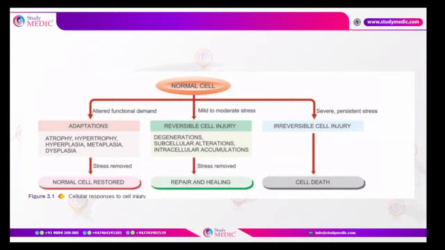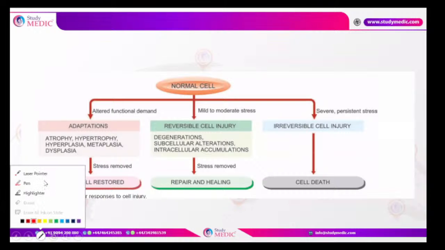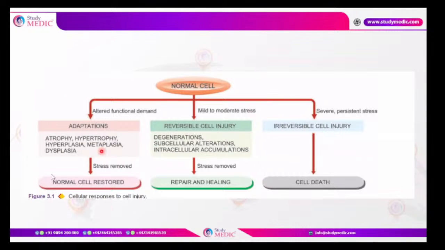Like there will be some degenerations or subcellular alterations and intracellular accumulations. Once the stress is removed, the cell would show repair and the healing would start. And whenever the stress is very severe and persistent, that would result in irreversible cell injury, that is cellular death. So for today, the topic is going to be only related to these cellular adaptations.